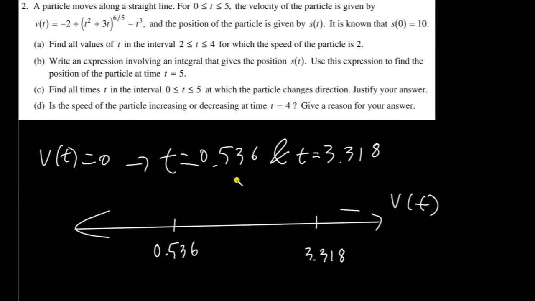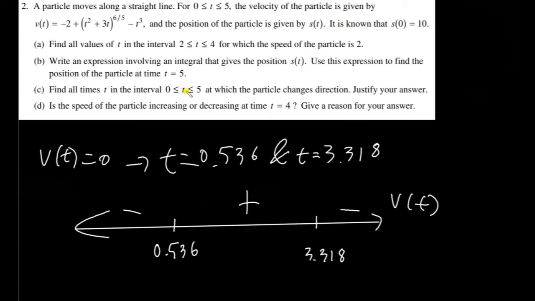If I plug in a number in between 0.536 and 3.318, say, for example, I plug in 1, then I'm going to get a positive answer, okay? And then if I plug in a number that's less than 0.536, I'll get a negative answer. Okay, so as you can see, at 0.536, the velocity switches from negative to positive, and at 3.318, it switches from positive to negative. So, therefore, we know that all the times t where the particle changes direction.